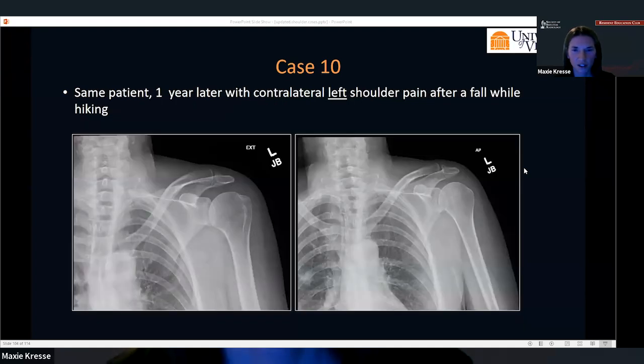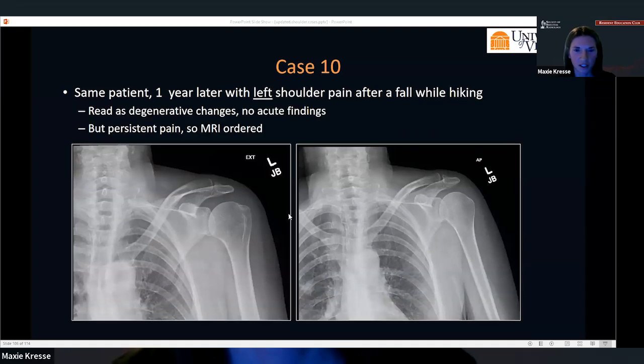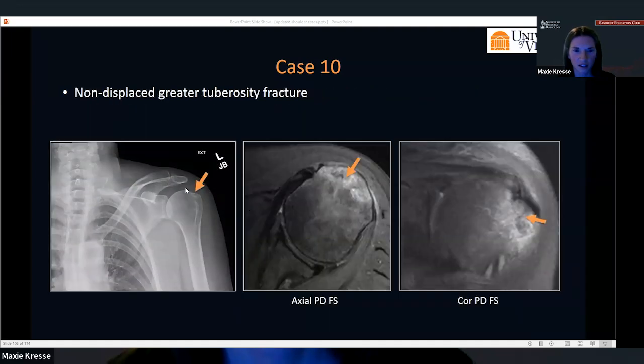Same patient a year later now has left shoulder pain, this time had a fall. Still get the finding on this image, but this was just read as negative, just little degen. This patient actually has a subtle fracture here, which is seen a little bit on the MRI here, this dark line here with surrounding marrow edema. So that can be a very subtle place to look for fractures, just as a bonus in this case, but not why I'm showing it.